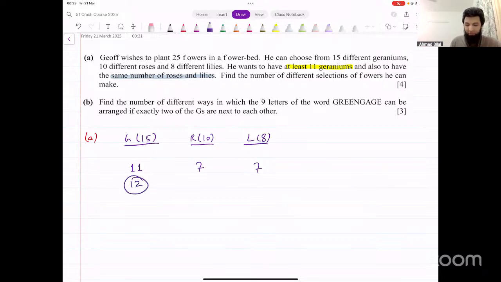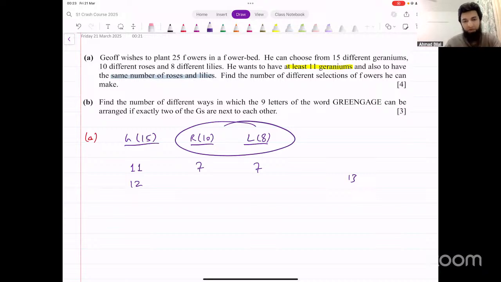Now, if the number of geraniums is 12, what's the number that you're left with? 25 minus 12, that's 13. Can we divide 13 equally amongst these two types? We can't, because that will be a decimal, 6.5. We can't have 6.5 flowers, right? So this case is not possible.